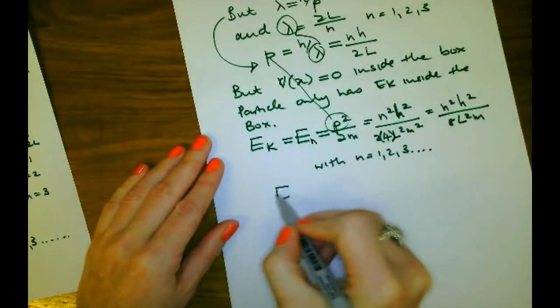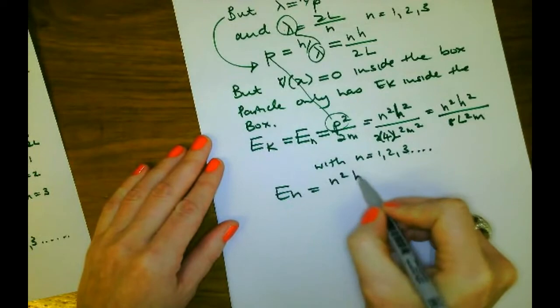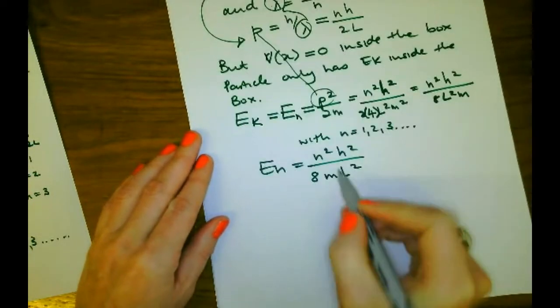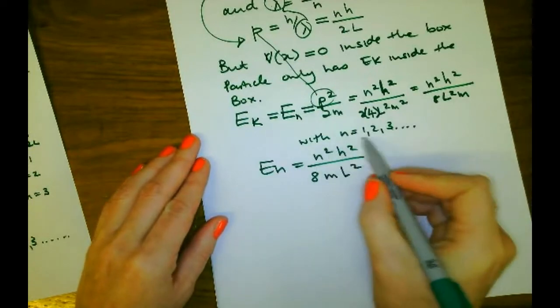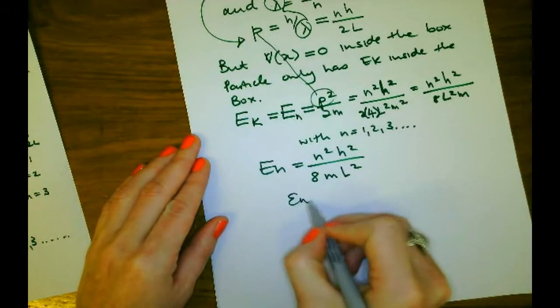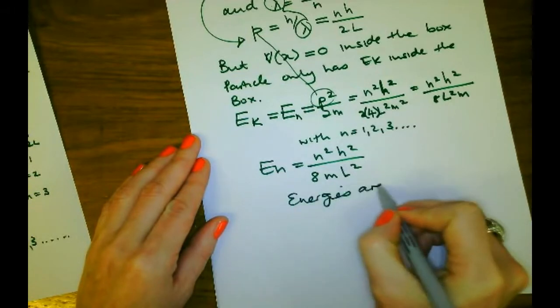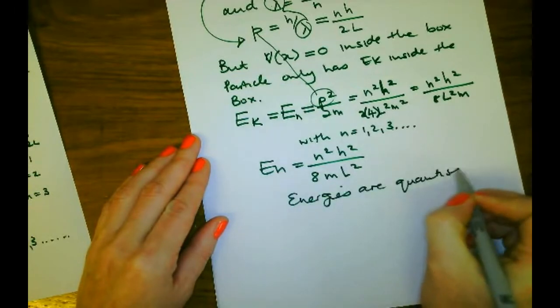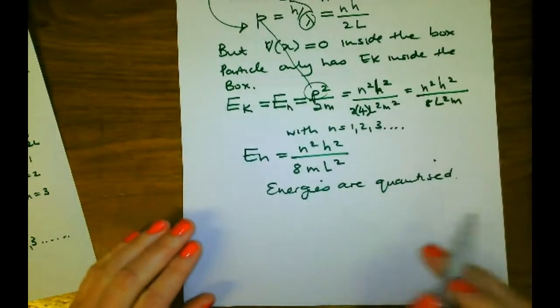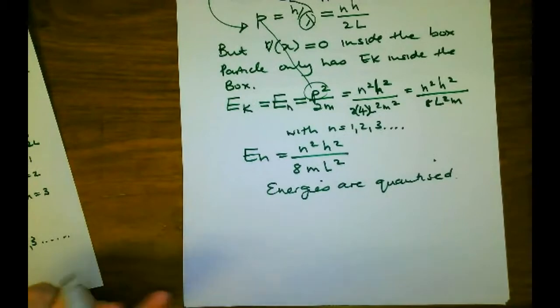So basically our energies equation looks like this. And because we have this value for n, and n cannot take any value, it means that energies are quantized. So we have achieved both our goals. Firstly, we have shown that energies are quantized, and we've also derived the energy equation for the particle in the box system.